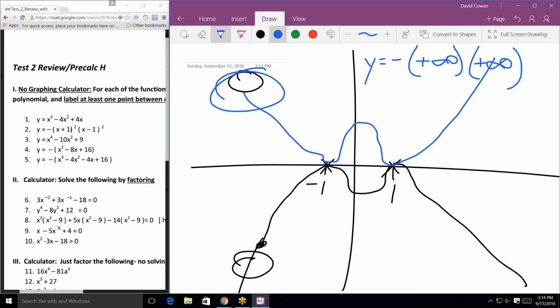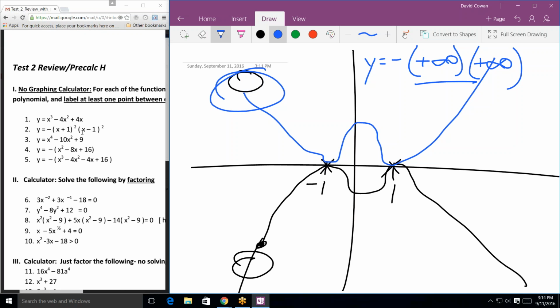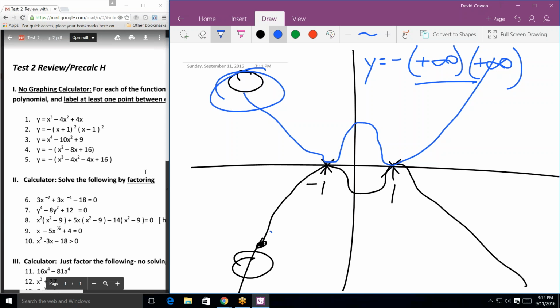Right. In other words, when x is negative infinity and you add 1 to it and square it, you get positive infinity. When x is negative infinity, you square it and you get positive infinity. But then after you multiply positive infinity times positive infinity, you get positive infinity. You stick a negative sign in front of it, and it has to come from this point here. It can't come from the top left.